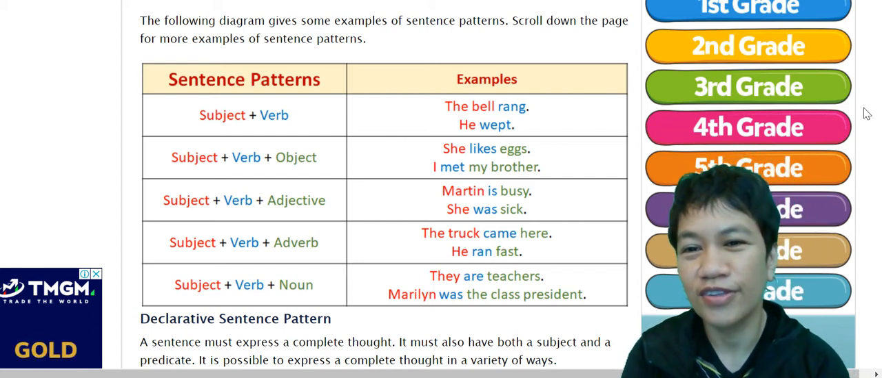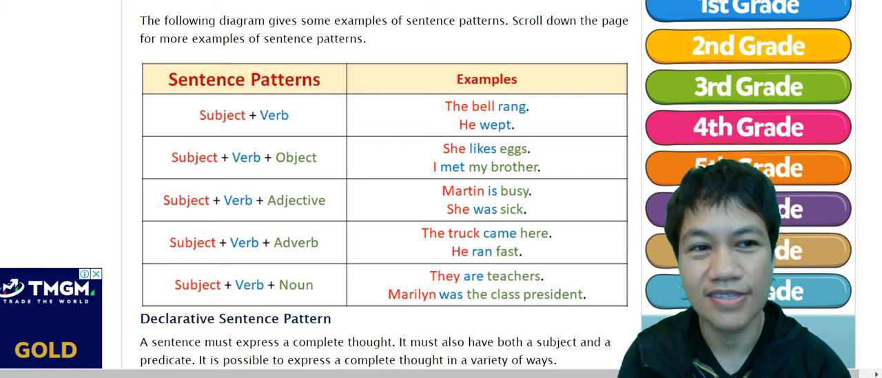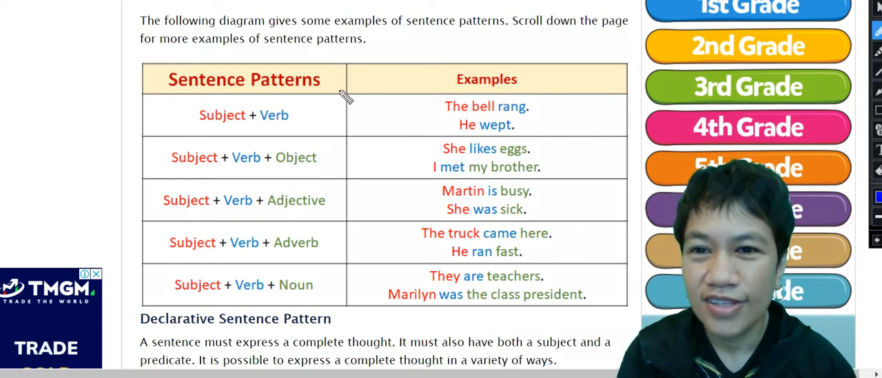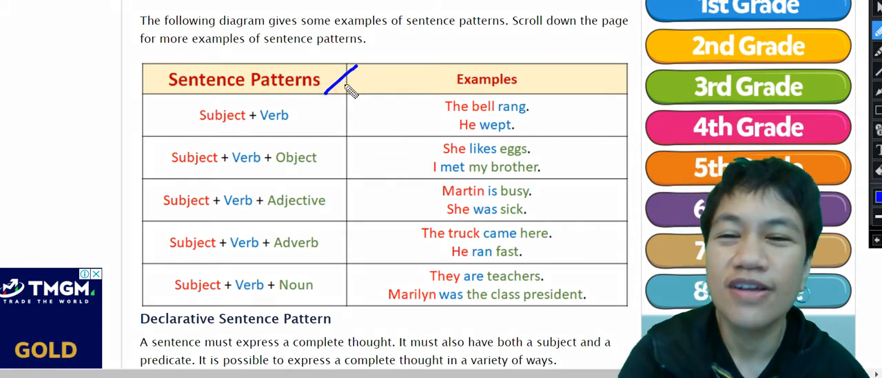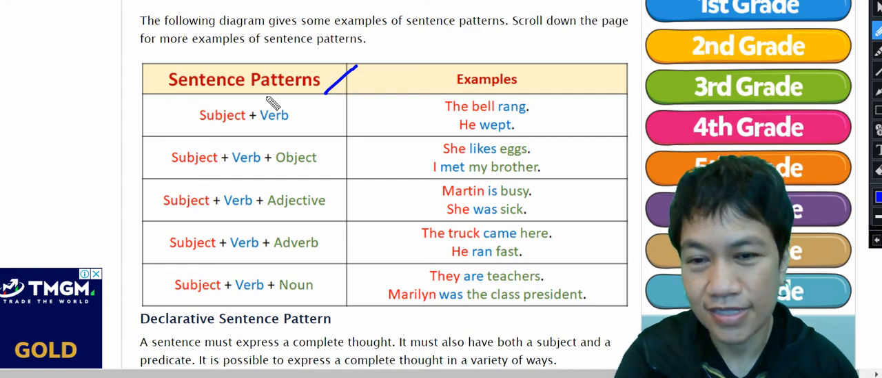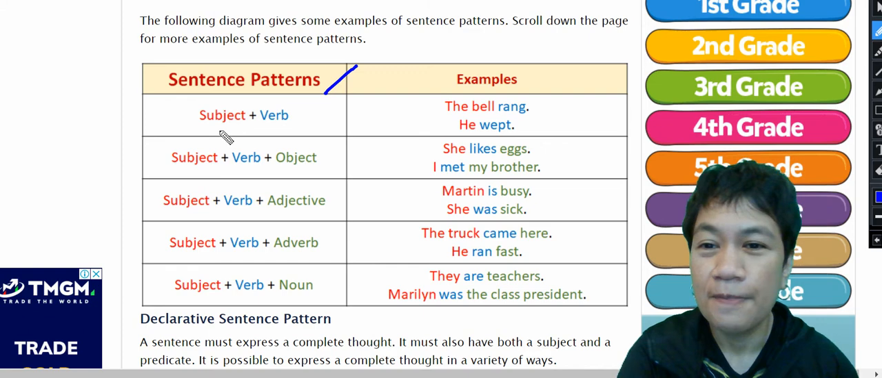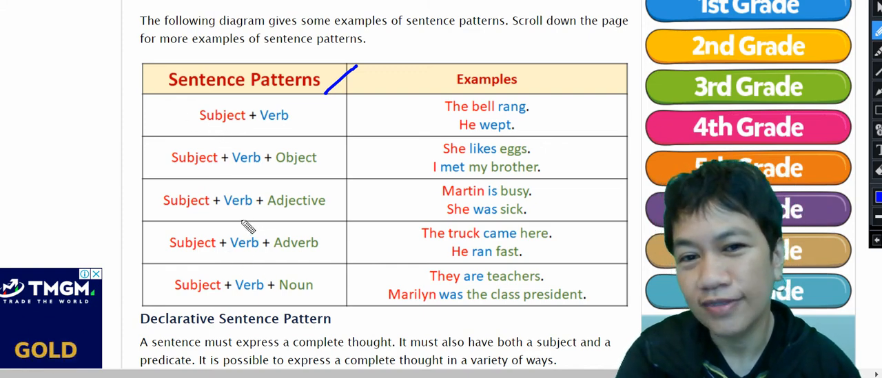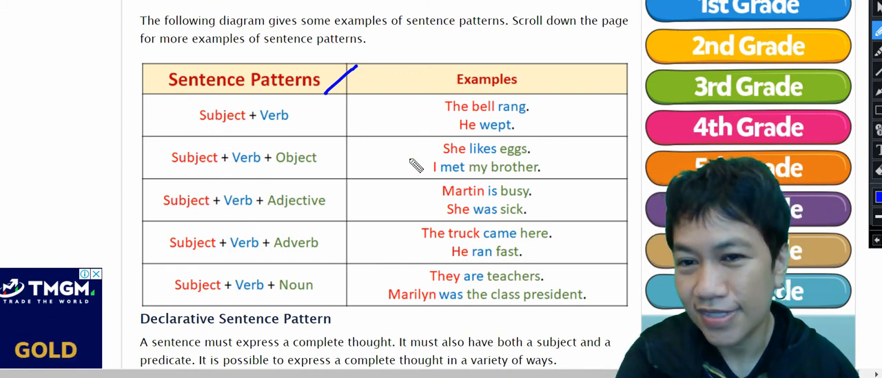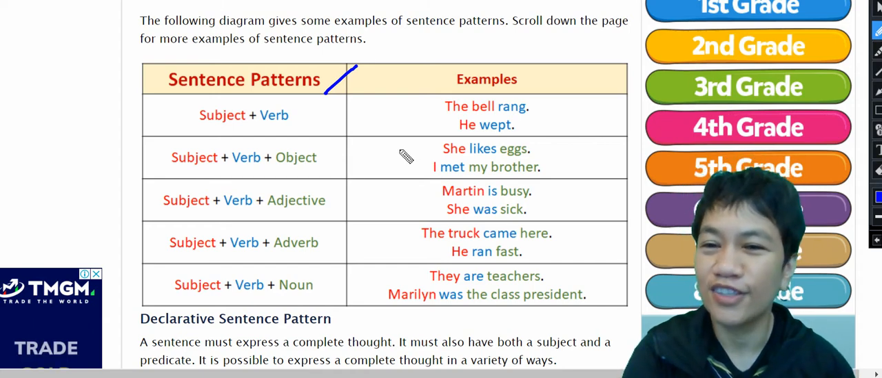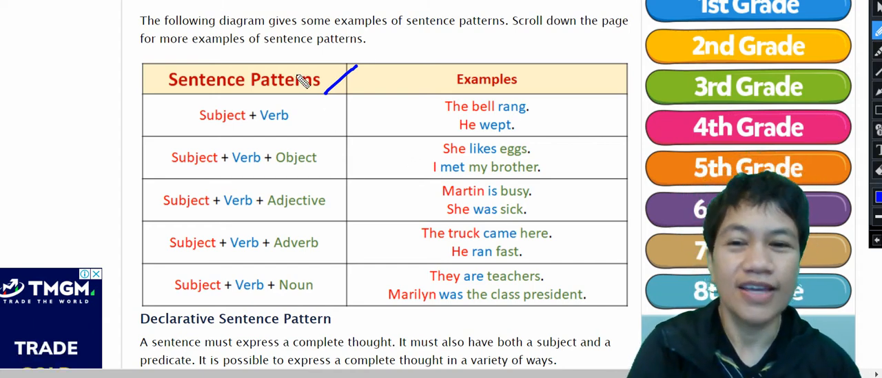So today we are going to learn about sentence patterns. Okay, why are we learning sentence patterns? To help us write better sentences. In your textbook, there are 4 sentence patterns given. But I'm going to show you this one because it has examples and can help you better understand the topic for today. Okay, sentence patterns.